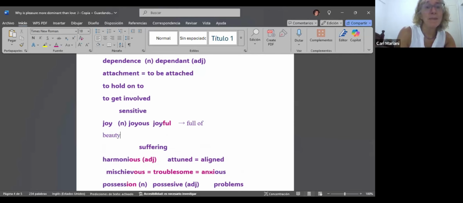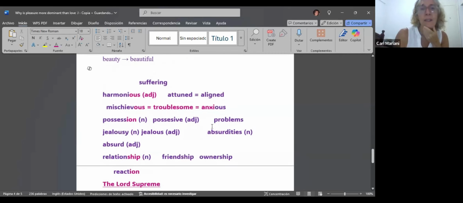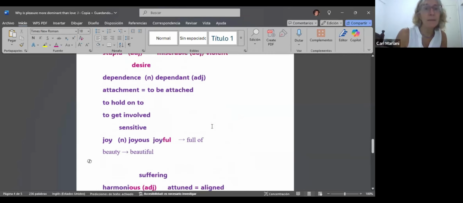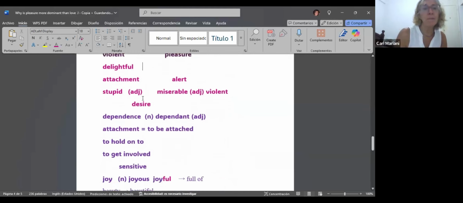Beauty, it becomes beautiful. Here the Y turns into an I, but beauty, for instance, or other. Delight becomes delightful, for instance. This is another word with a good connotation. Delight, delightful. And watchful.